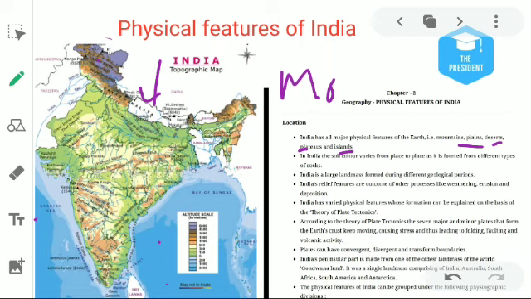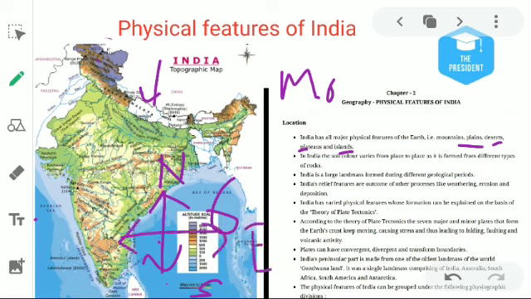So here are the physical features of India. India is unique in the whole world. India is the only country which has all kinds of physical features, so that's why India is basically divided into six physical divisions. This is the north, this is the south direction, east direction, and here is the west direction. Are you familiar with the directions?